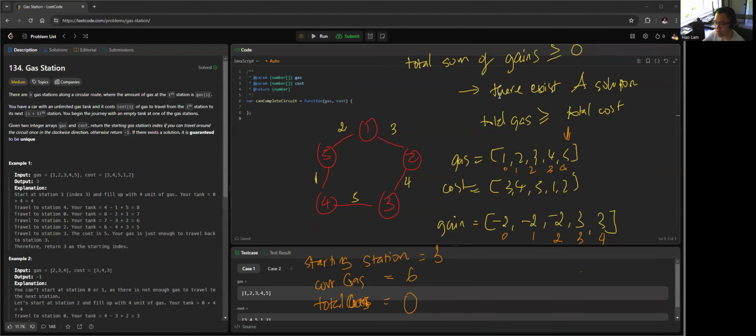And yes, because there's only one solution, so we know that if station 3 was able to get to station 4, right? There shouldn't be any intermediate station that can get it from 3 to 4 because there exists only one unique solution, right? Okay, so that is our general algorithm there.